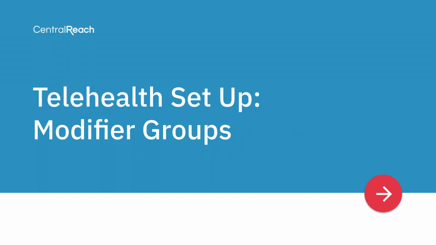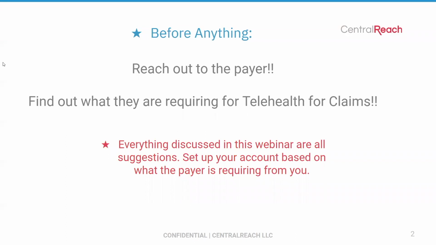I'm from CentralReach, and today I'm going to talk to you about telehealth and how you can set up your service codes in regards to the new telehealth location. In this specific webinar, we're going to talk about how you can add modifiers to service codes for that telehealth location. Now, before we talk about anything, let's mention here that you need to reach out to your payer before you do anything with your account. Find out what they are requiring for telehealth in terms of claims, and then set up your account for what they are looking for. Everything discussed in this webinar are all suggestions. Again, set up your account based on what the payer is requiring from you.